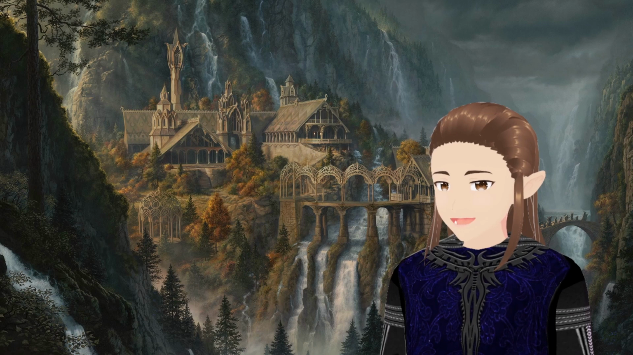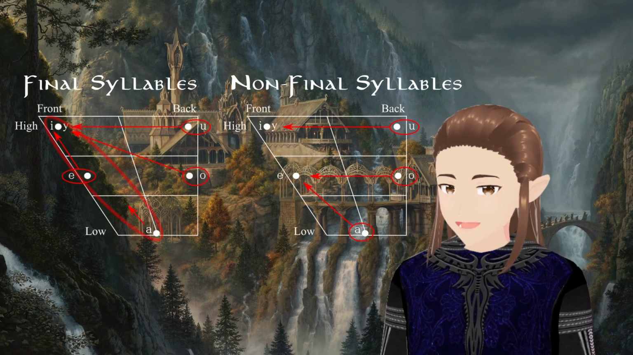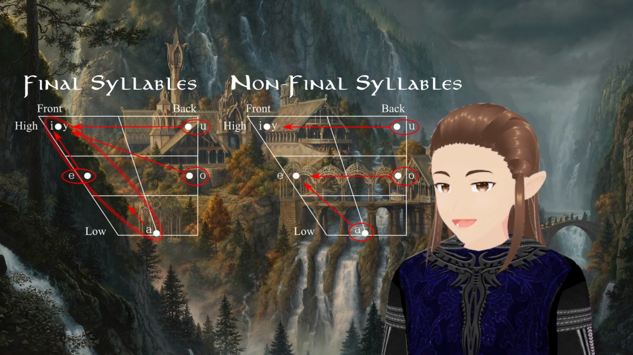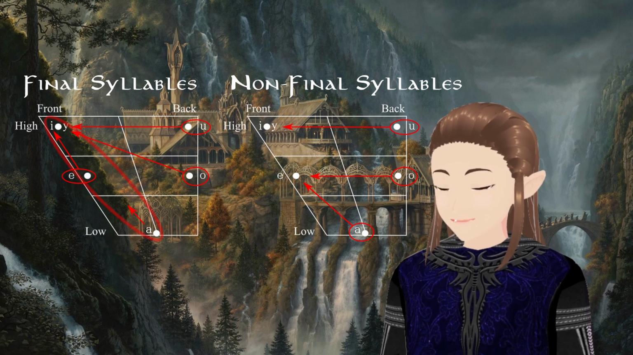Let's take another look at the vowel chart of Sindarin and map out the changes undertaken by each vowel in final syllables and non-final syllables.